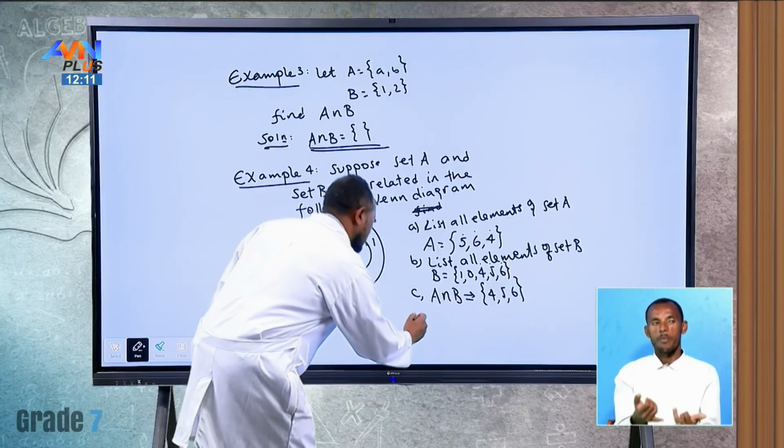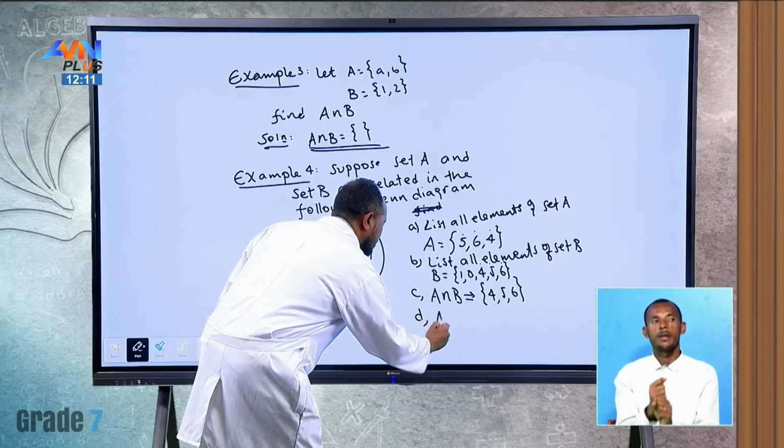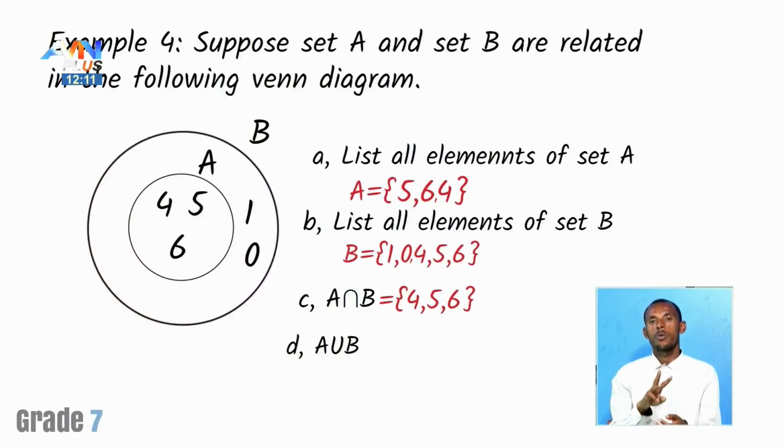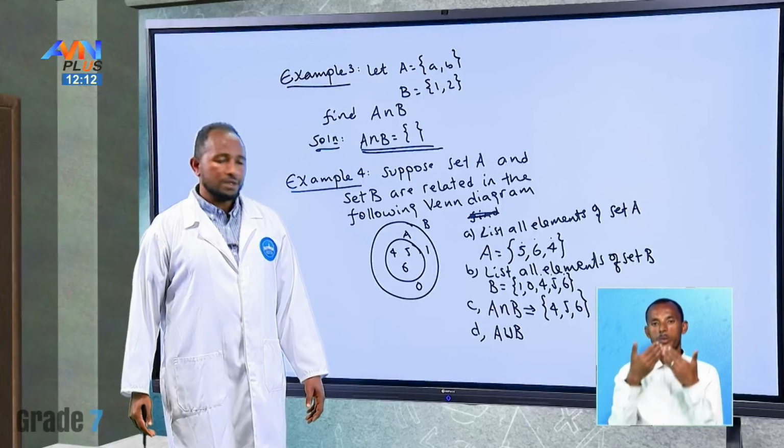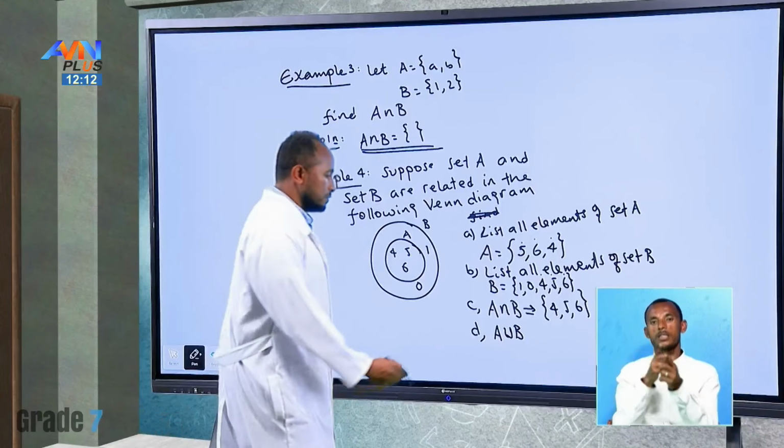Now, let's find, again, try this one. A union B. I'll give you 10 seconds for this. Good. Let's see the answer together.